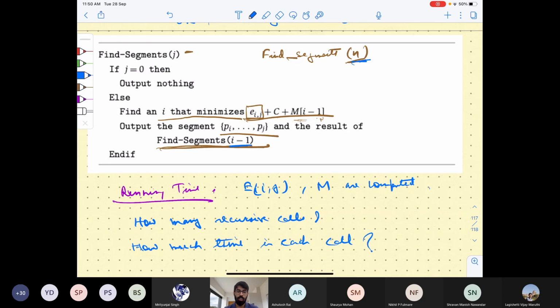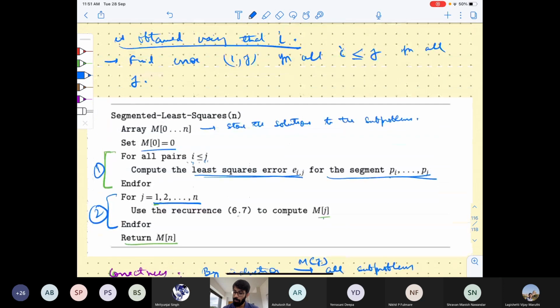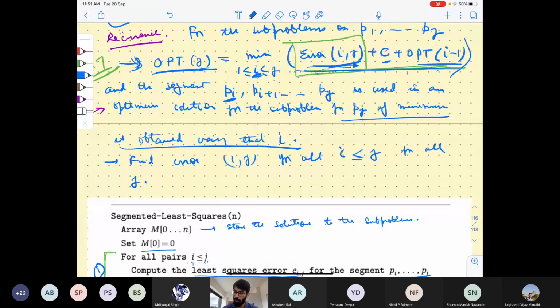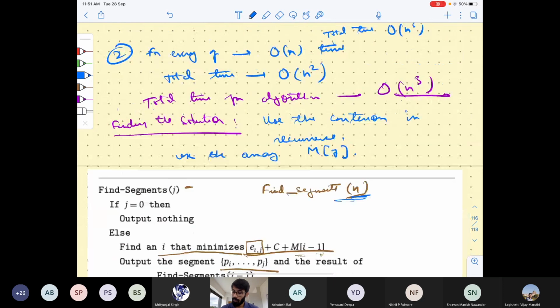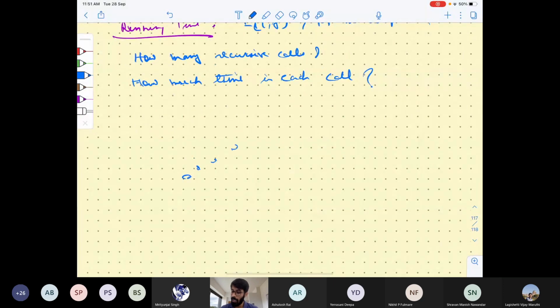So now we have found the solution. We have found the value of opt, and now we want to find the segments, which are the actual segments. And for that, we start with the n, and we want to use the same information that we had for opt j, that whichever value minimizes that. So we had this set of points. We start with n, and then we want to find which value of i minimizes this quantity. We have stored that for every i, right?